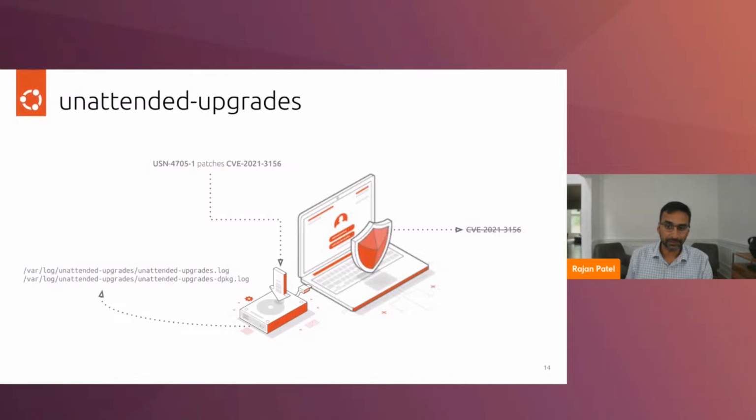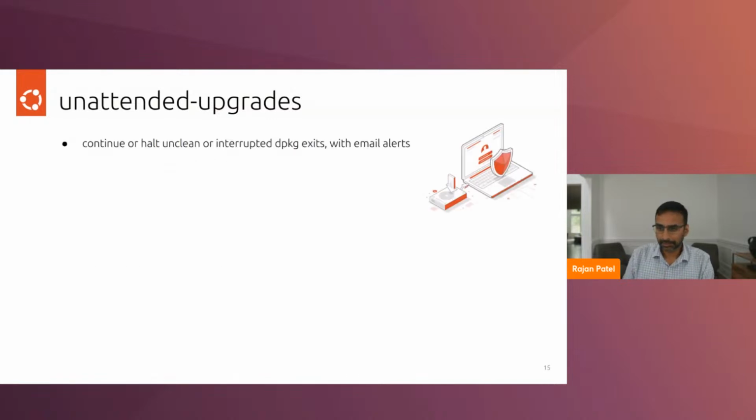It can check for dpkg prompts in the event of configuration file changes when upgrades are performed, and all operations and dpkg package manager outputs are logged locally on the machine. So unattended upgrades provide some sensible but configurable defaults. You can configure unattended upgrades to continue or halt on unclean or interrupted dpkg exits, and also send email alerts.